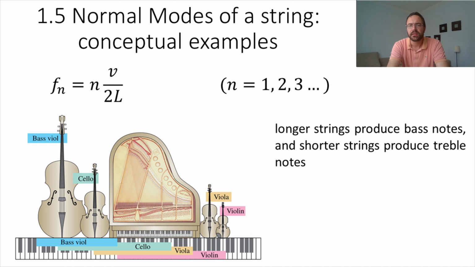Now, let's look at this formula again. The frequency f is v over 2L, where L is the length of the string. You see that the frequency is inversely proportional to the length. So a long string will have a lower frequency and a short string will have a higher frequency. And that is why the bass has much longer strings compared with the violin, for example.